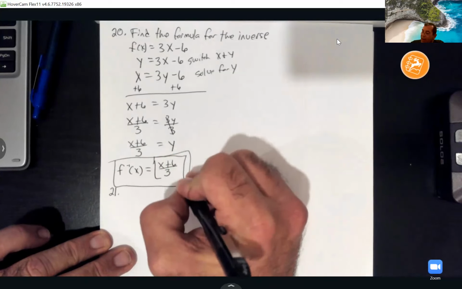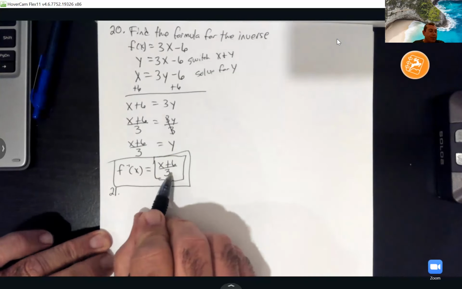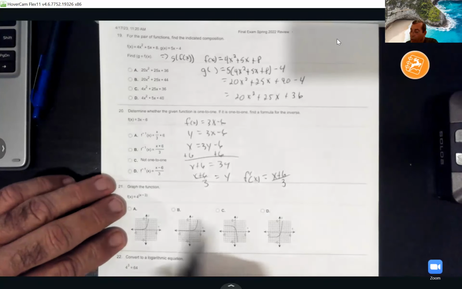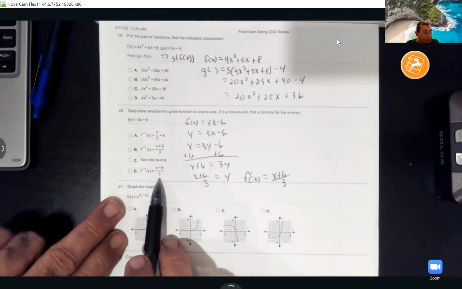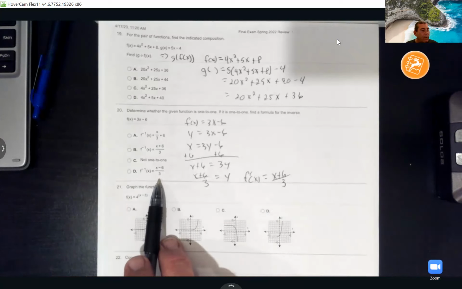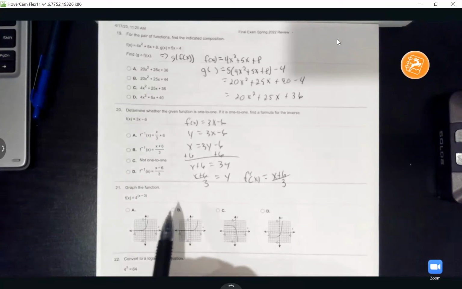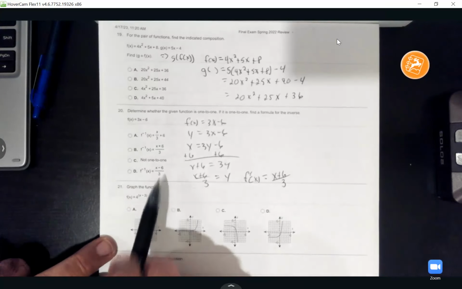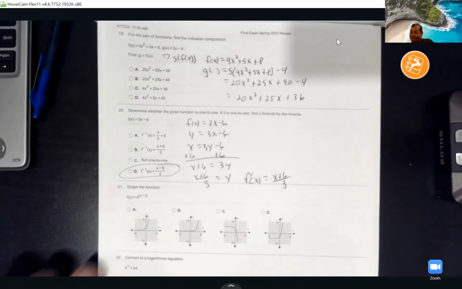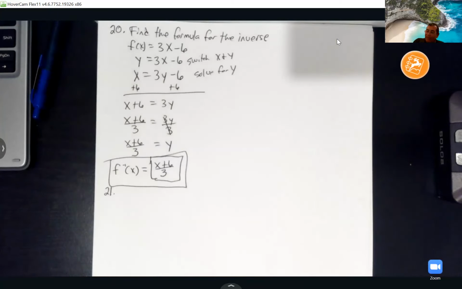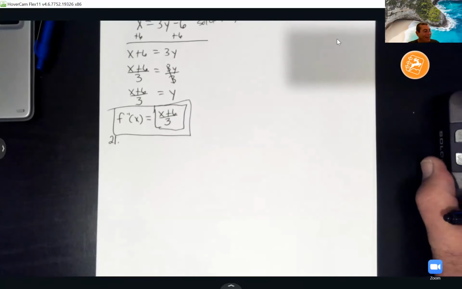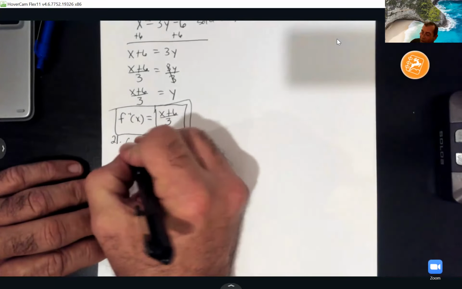Now, in MathLab, they just usually ask y'all for this. But since this one is multiple choice, we would pick what do we get? F negative 1 of x equals x minus 6 over 3. So that'd be this D right there, okay? I didn't think y'all would remember that. Good job.